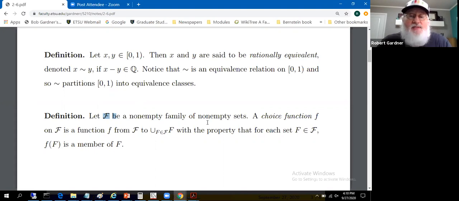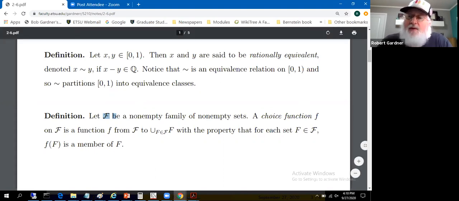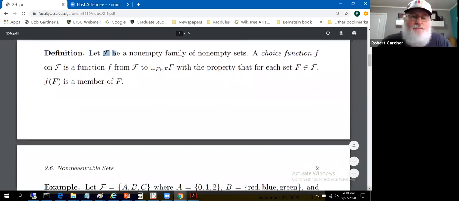We've got non-empty sets. The equivalence classes are non-empty. In fact, they're even disjoint. Equivalence classes are disjoint, as you know from your background knowledge on equivalence relations. We just need to make sure that a choice function actually exists on this collection of equivalence classes.